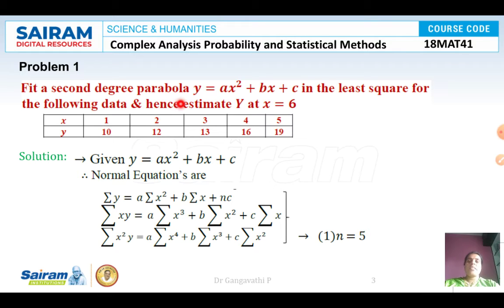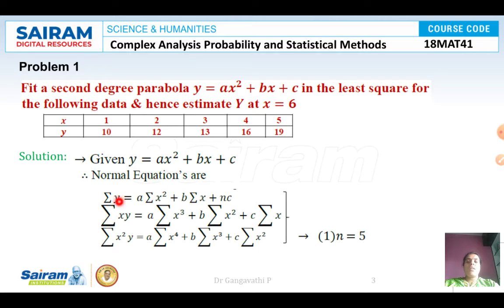Fit a second degree parabola y is equal to ax square plus bx plus c by the least squares method for the following data and hence estimate capital Y at x is equal to 6. And this is a set of values given for us. So consider the given parabolic equation, which is y is equal to ax square plus bx plus c, and we have to obtain the normal equations for this.